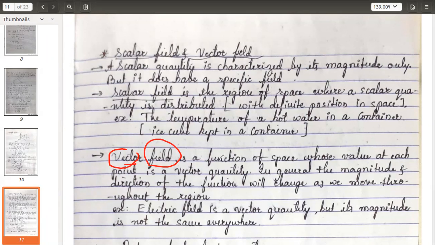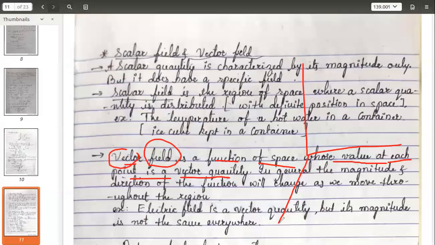So it is a function or a region of space whose value at each point is definitely a vector quantity, and over the field that vector quantity is distributed. It is not the same. It has different values in that particular space. Just like in the previous example where I took the temperature, the vector quantity is not the same. Let me take one example.